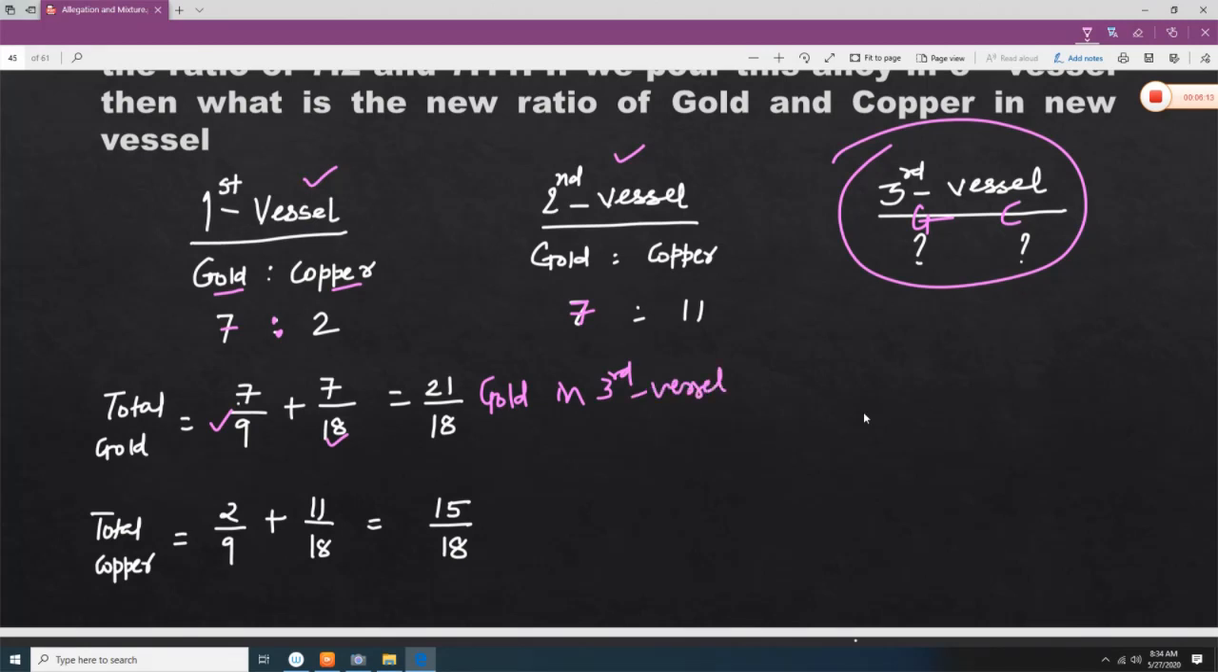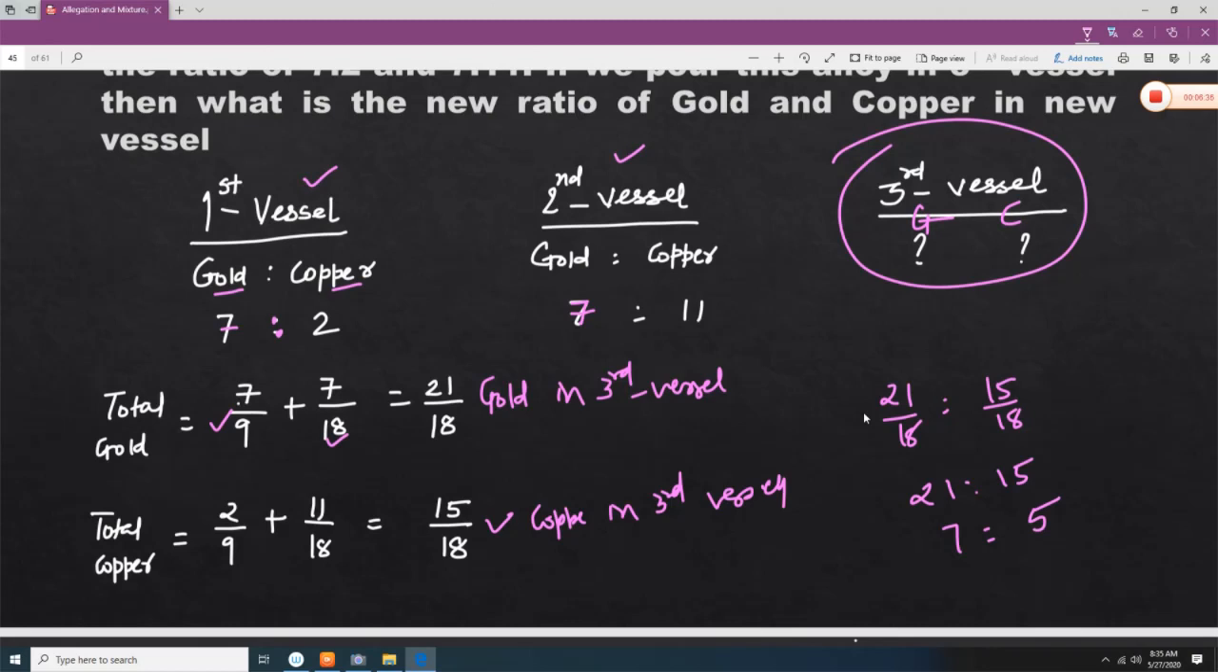Similarly we are going to take the copper. The copper is 2 over 9 plus 11 over 18. So it is 15 over 18, the copper in the third vessel. So 21 over 18 is to 15 over 18. So 21 is to 15. It is 7 is to 5.